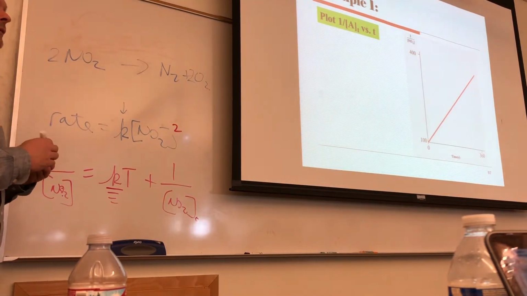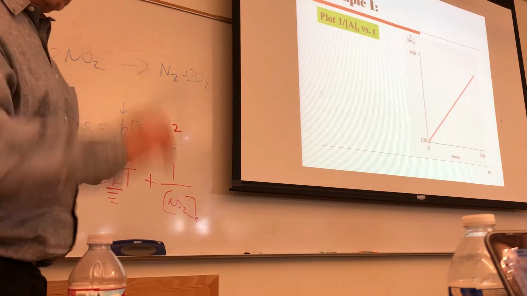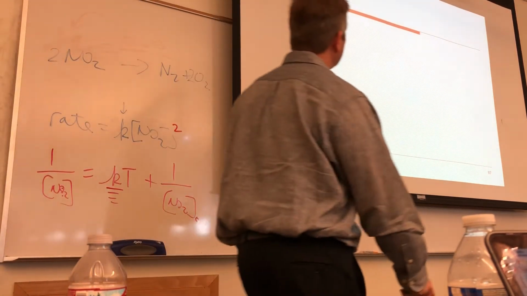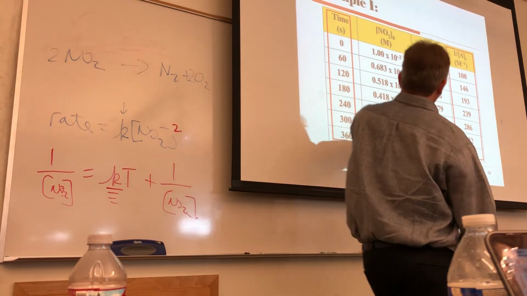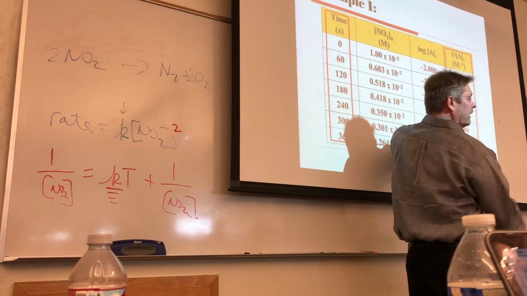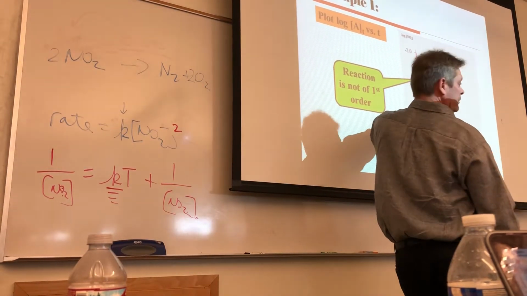How do you know that it's second order? I thought if it's linear, then it would be first order. Because it's going up instead of down. That's right. Because I first tried this versus this, the log concentration, and it wasn't a straight line. So it's not first order.